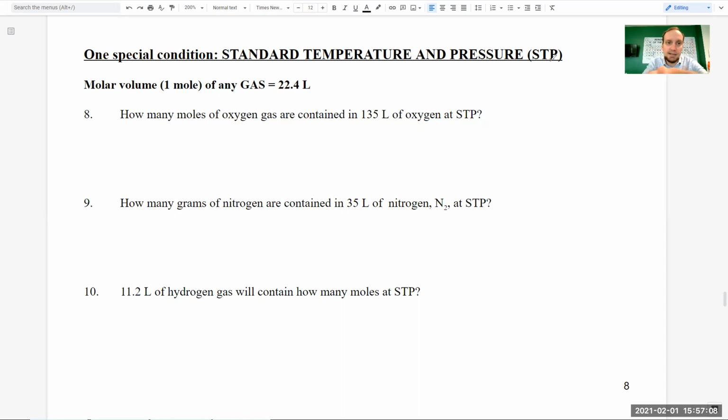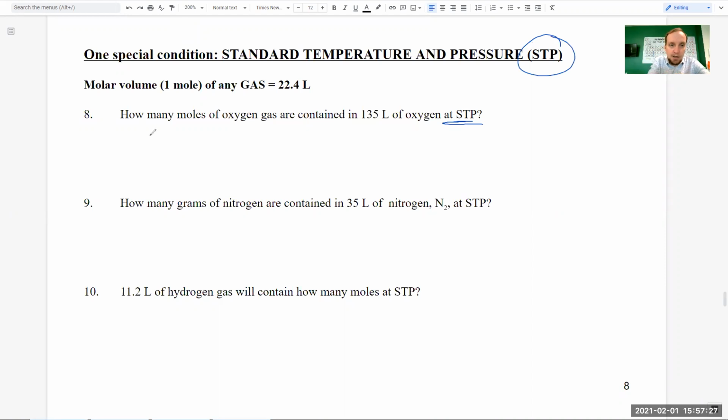So if that is the case, then let's go ahead and try number 8. It says, how many moles of oxygen gas are contained in 135 liters of oxygen at STP? Again, this is important. It must be at STP, because if it's not at STP, this does not work.